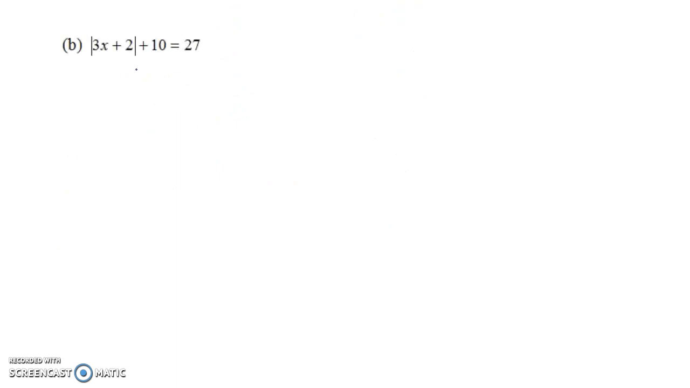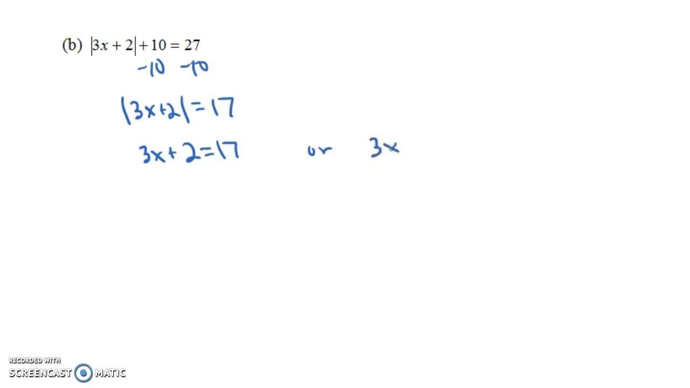This time we have an absolute value equation, but the absolute value is not isolated on one side, and that's one thing that we want to do. We want to get the absolute value all by itself. So what we're going to do is subtract 10 from both sides, and we get the absolute value of 3x plus 2 is equal to 17. Okay, so what that tells us is that 3x plus 2 has to either equal 17 or 3x plus 2 is equal to negative 17.